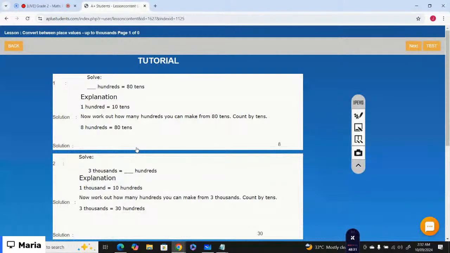How many hundreds do you have in 80 tens? So in 100 you have 10 tens, right? So 80 tens means you count by tens, so that is 8 hundreds. The correct option is 8 hundreds, right?